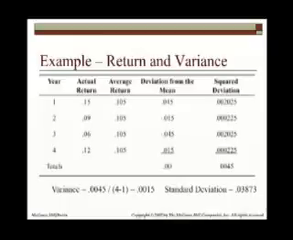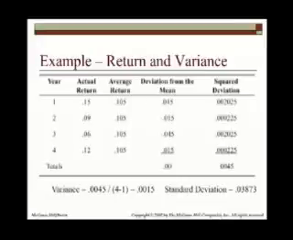So what we do is we take the deviations and we square them. And when we square the deviations, they all become positive. Then we add up the squared deviations, and then we take the sum of the squared deviations and divide by n minus 1.